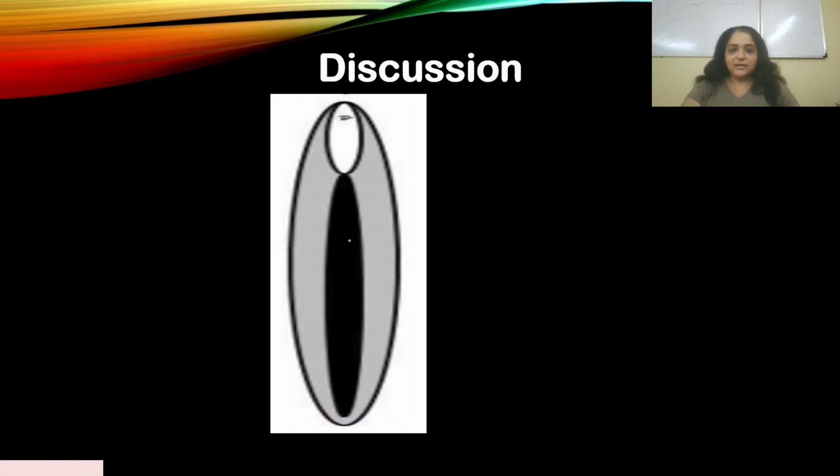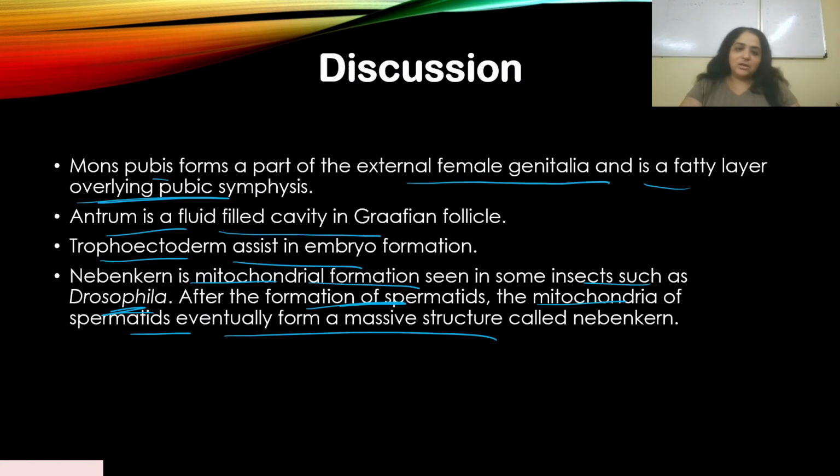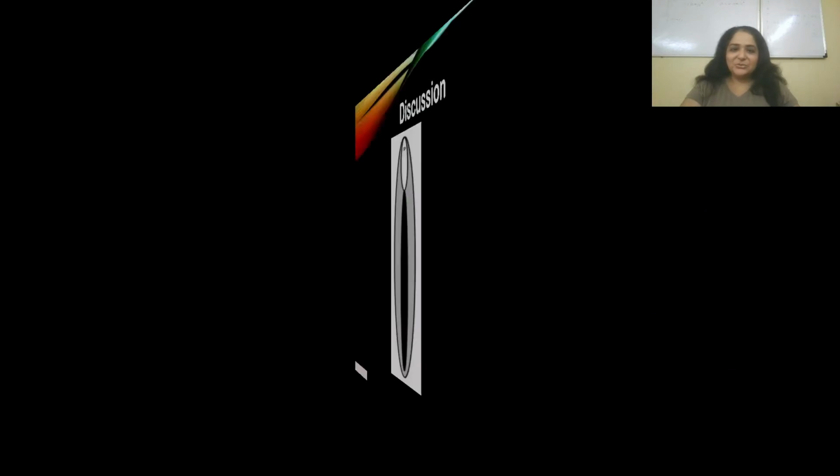So you have a diagram here. This black region is called the Nebenkern. Basically it's the fusion of mitochondria in the spermatids in the case of Drosophila. Just remember it for that, for NEET, if they ever ask. All right, so clear? This is all familiar now. Shouldn't be a problem, right? Let's move on.